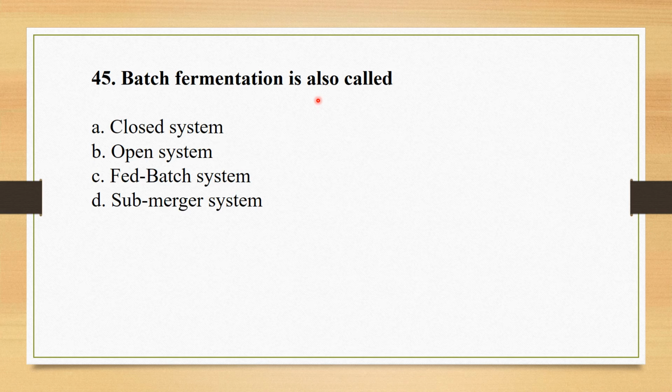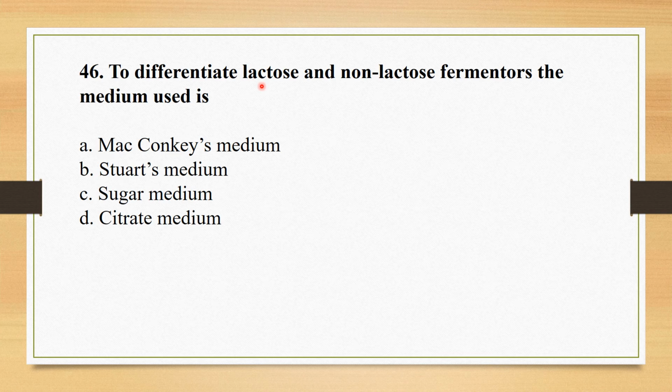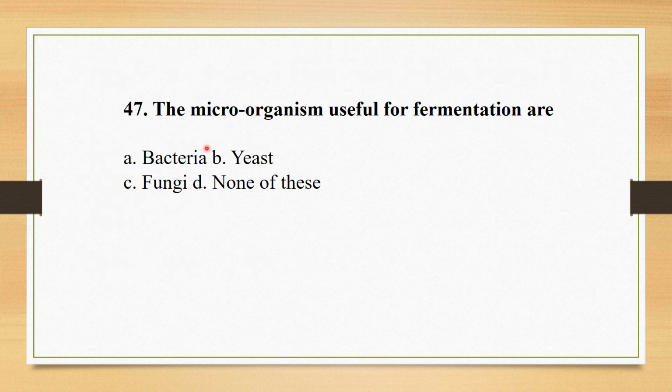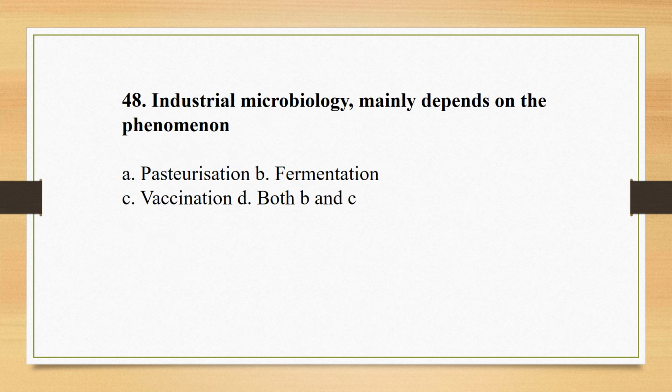Batch fermentation is also called closed system fermentation. To differentiate lactose and non-lactose fermenters, MacConkey medium is used. The microorganism mainly used for fermentation is yeast. Industrial microbiology mainly depends on the process of fermentation.